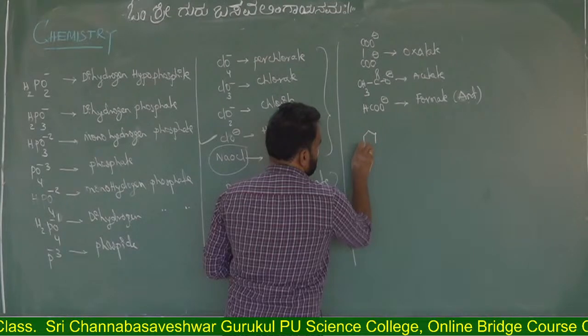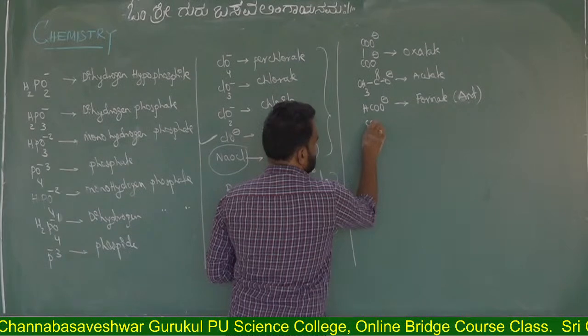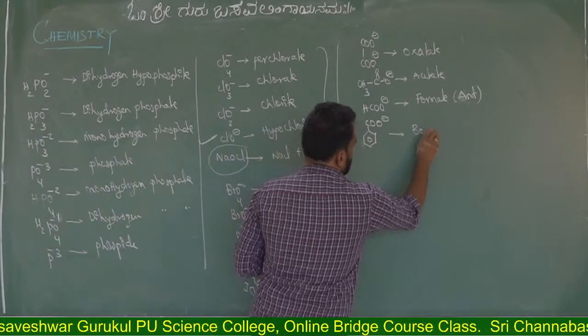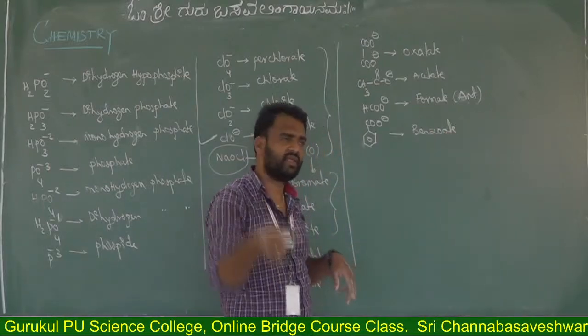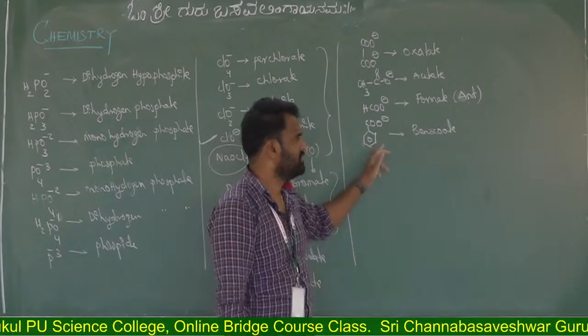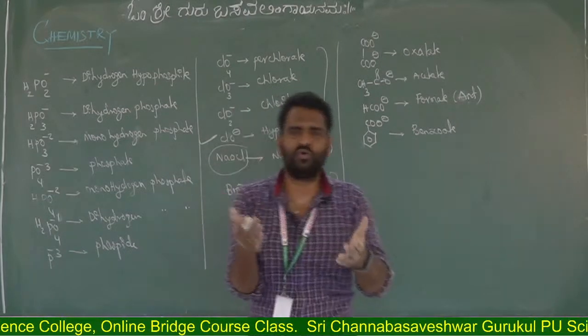Next, benzoates. You already know benzene. This is benzene, and this is benzoate. Sodium benzoate, potassium benzoate. Later in organic chemistry we will use this type of anions. Sodium benzoate is used to store pickles.